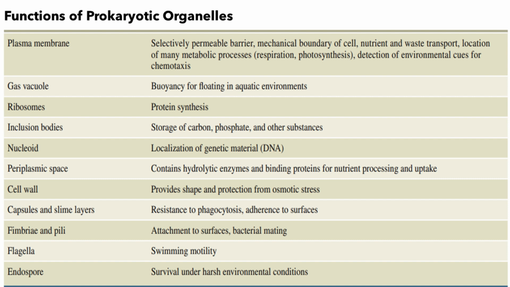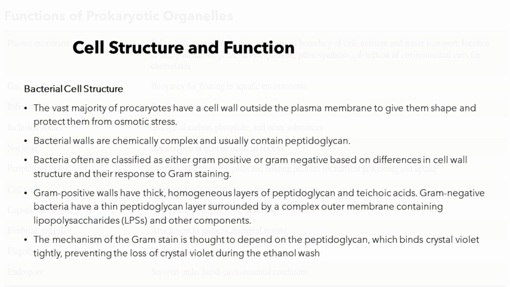Endospore. This is responsible for survival under harsh environmental conditions. Cell structure and function. Bacterial cell structure. The vast majority of prokaryotes have a cell wall outside the plasma membrane to give them shape and protect them from osmotic stress. Bacteria walls are chemically complex and usually contain peptidoglycan.